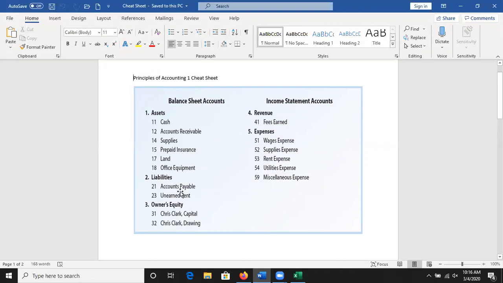Let's go down to liabilities. Accounts payable. Accounts payable is the opposite of accounts receivable. Accounts receivable is when someone owes you money in the future. Accounts payable is when you owe someone money in the future. Okay, so it's an obligation.